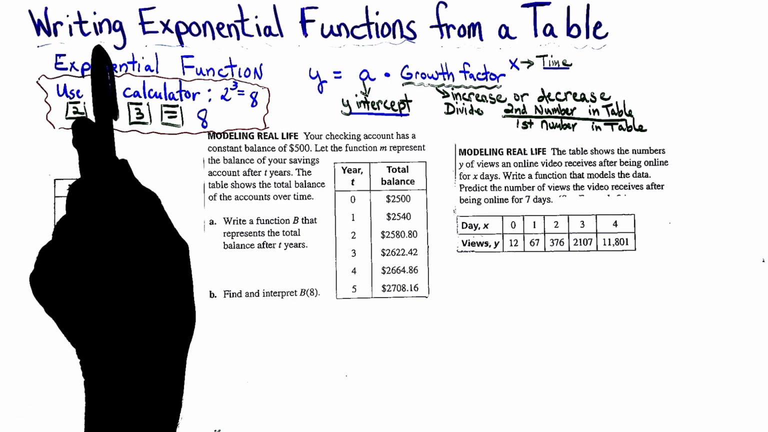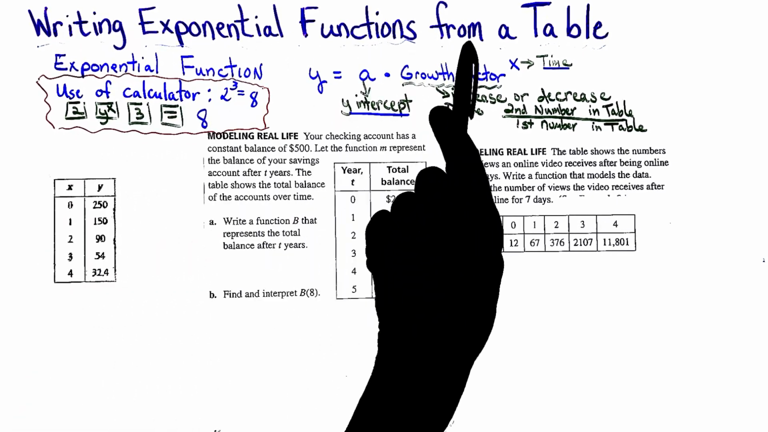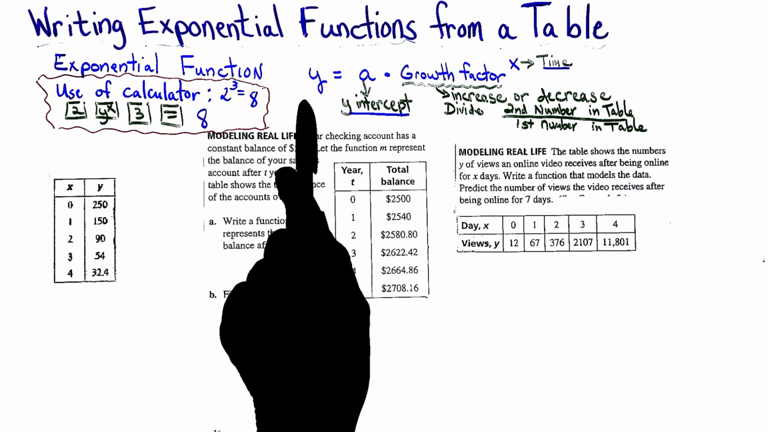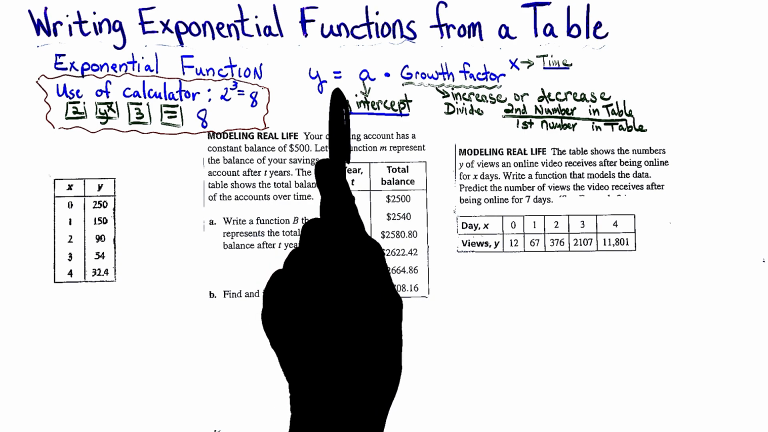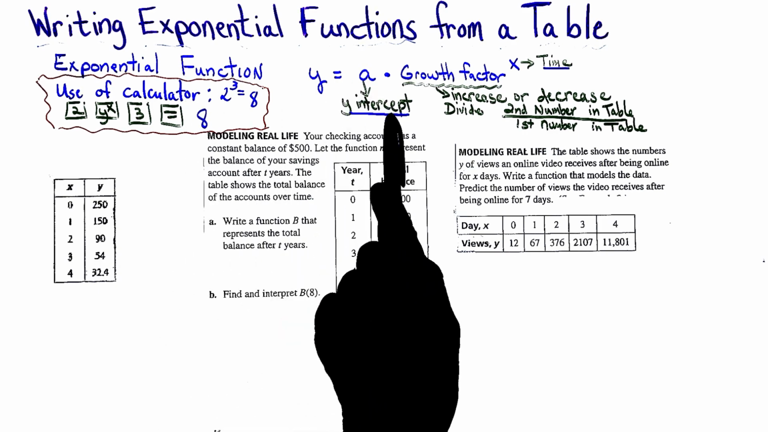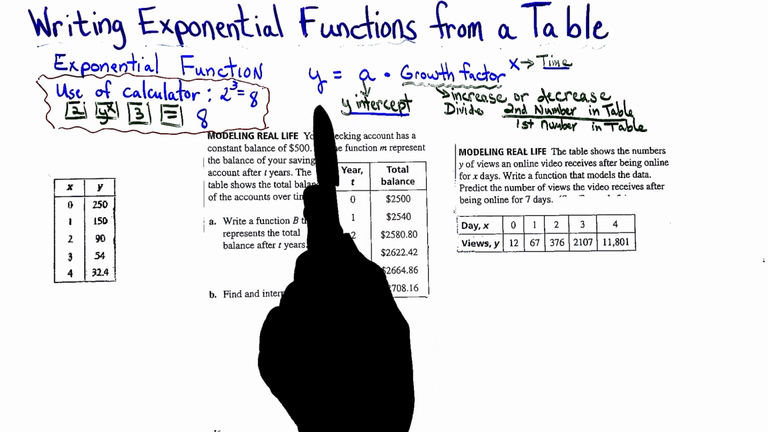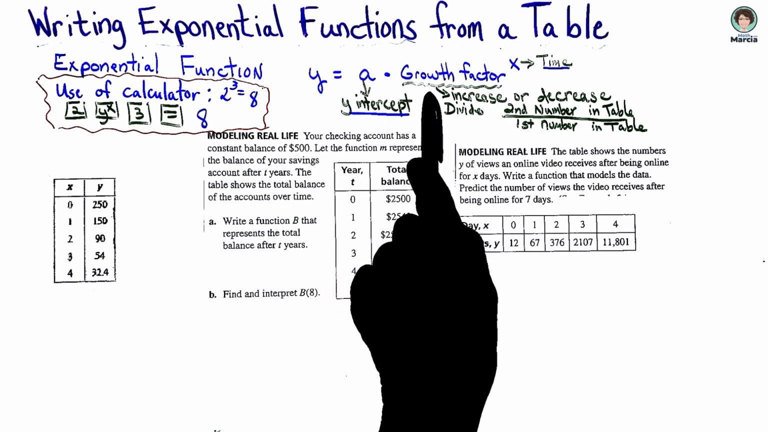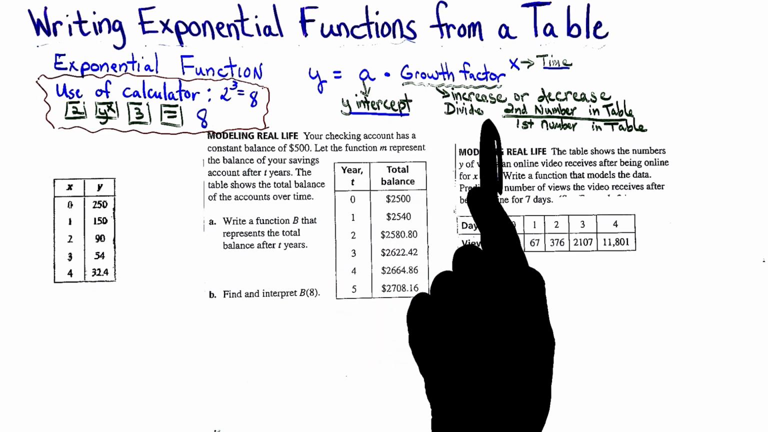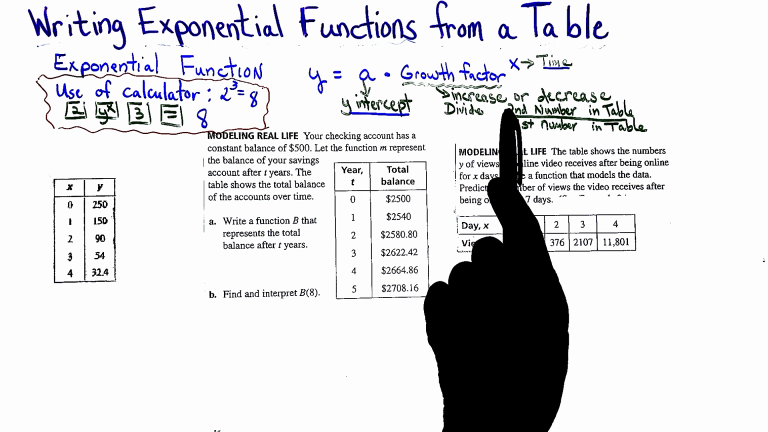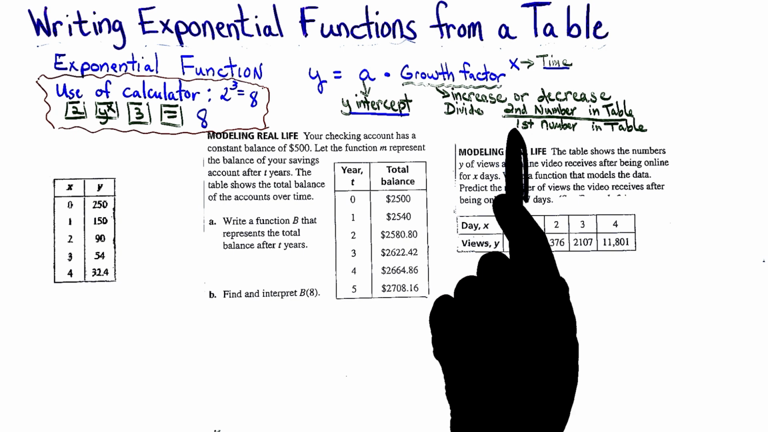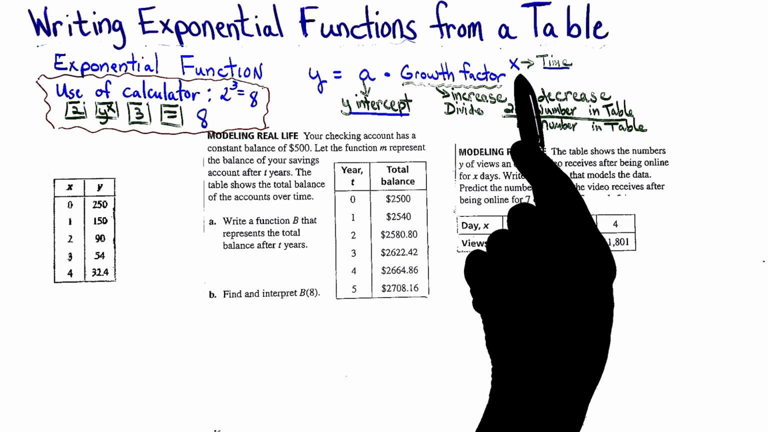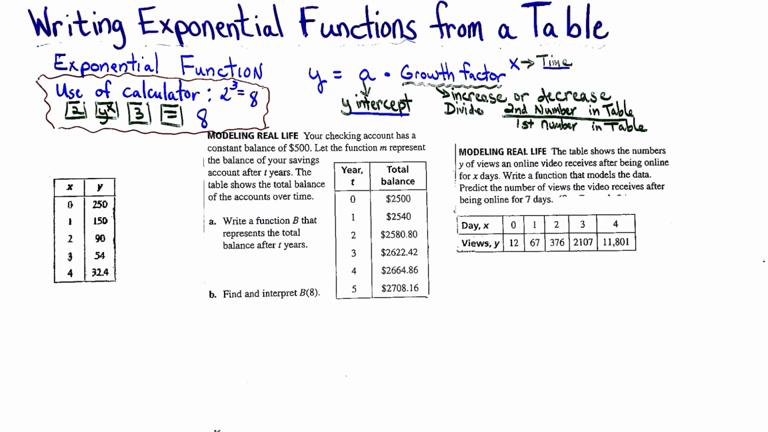For this lesson, we are going to be writing exponential functions from a table. So let's see, what does an exponential function look like? It will be in the format of y is equal to a, which is going to be our initial amount. And when we're looking at a table, it will be our y-intercept. The growth factor, which is how much it's going to increase or decrease, we find with the table by dividing the second number in the table by the first number. And then we take it to a power of x, which represents our time.